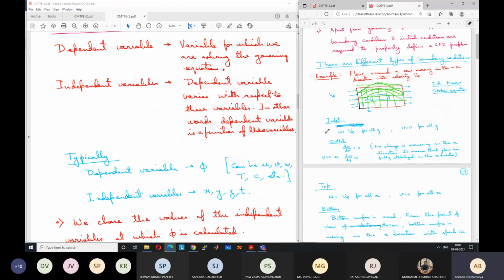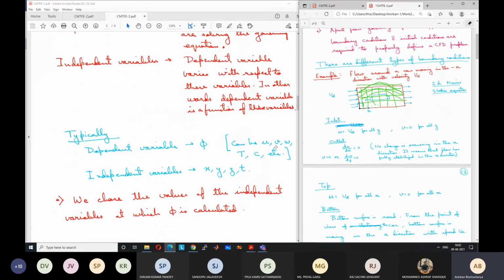And at each of these discretized points, means each of these control volumes, depending on x and y direction, we will have the dependent variable value. So not only along all the space directions, also in the time direction, we will have the dependent variable value.